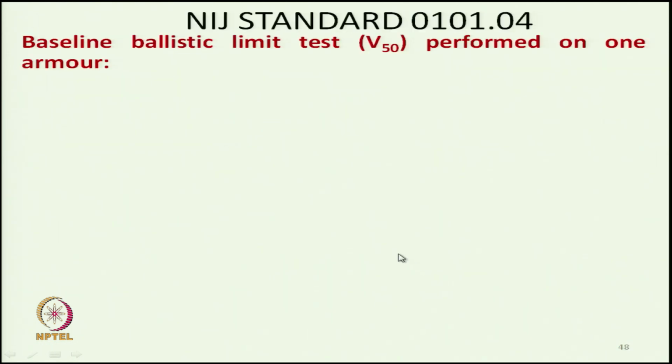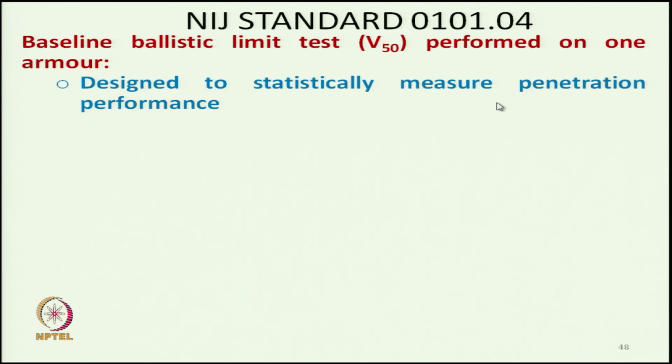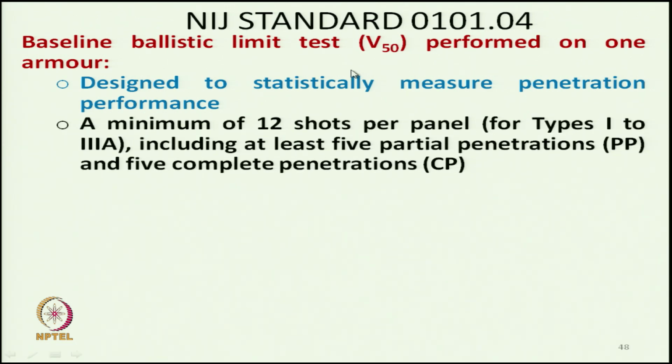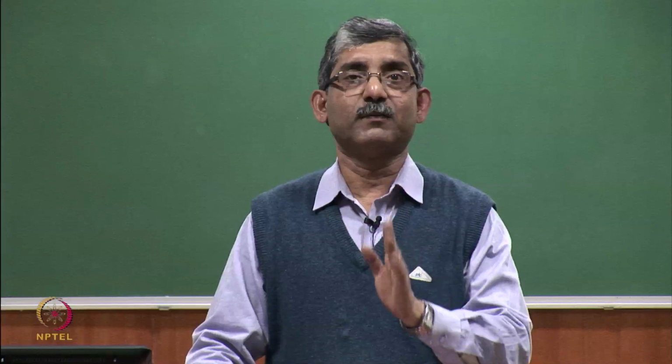As per the NIJ standard, the baseline limit test, that is V50, is performed on the actual armor and designed to statistically measure the penetration performance. A large number of bullets are shot on the armor and the probability of penetration is measured, and V50 is the velocity at which the probability of penetration is 50%.